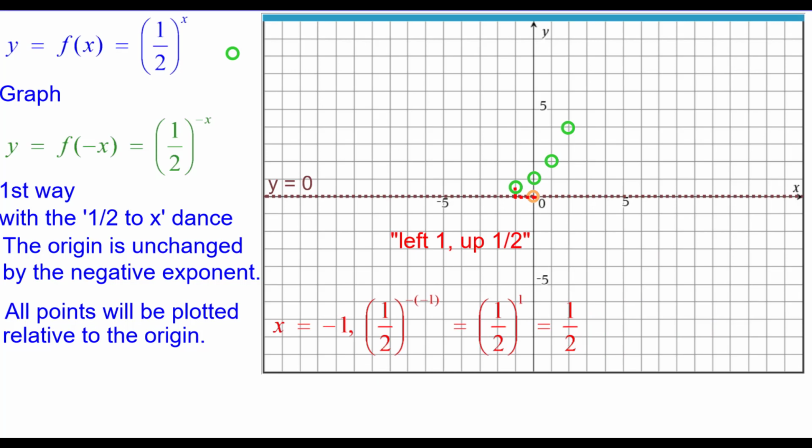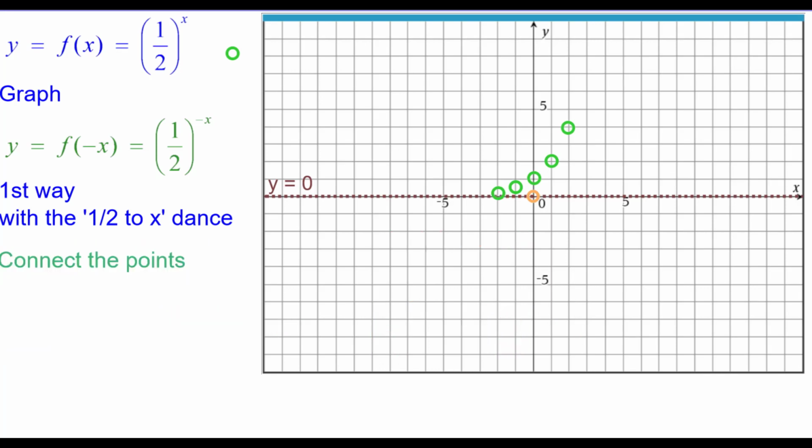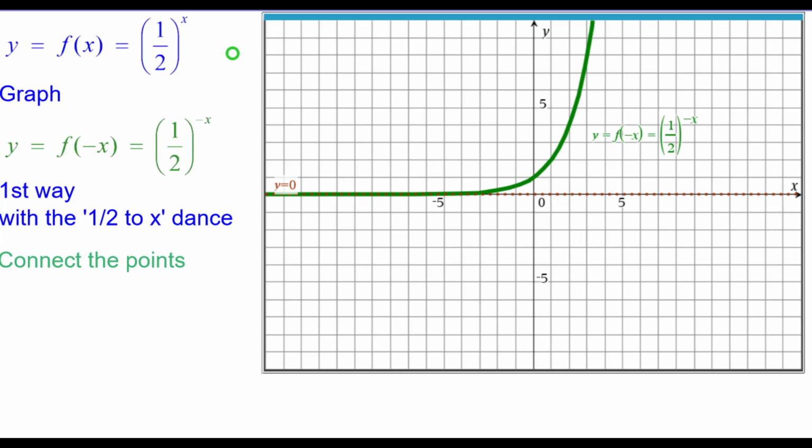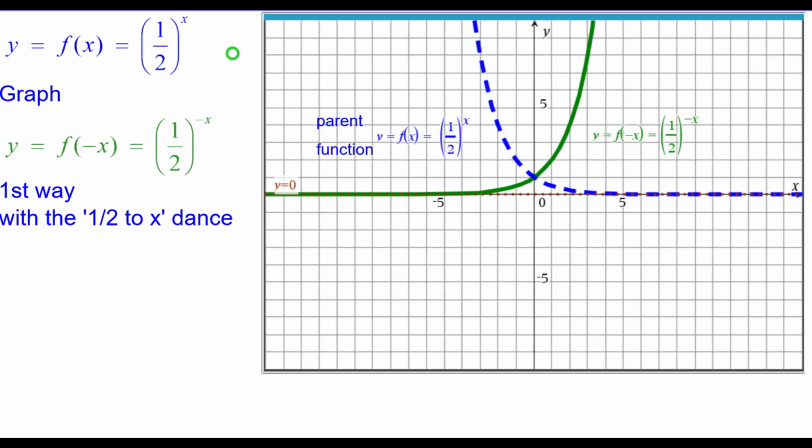Going in the other direction, left 1, up 2... when x is -1, the opposite of -1 is +1, and so 1/2 raised to the +1, of course, is 1/2. And when x is -2, the opposite of -2 is +2. 1/2 squared is 1/4. Connect the points, and there's our graph.